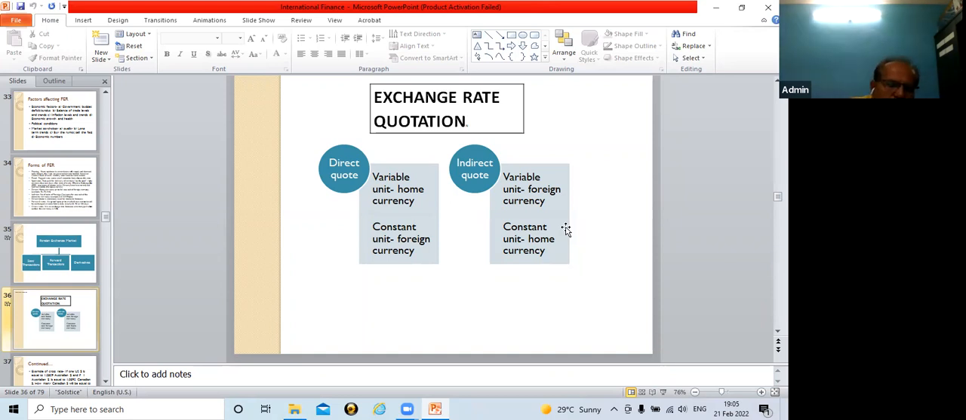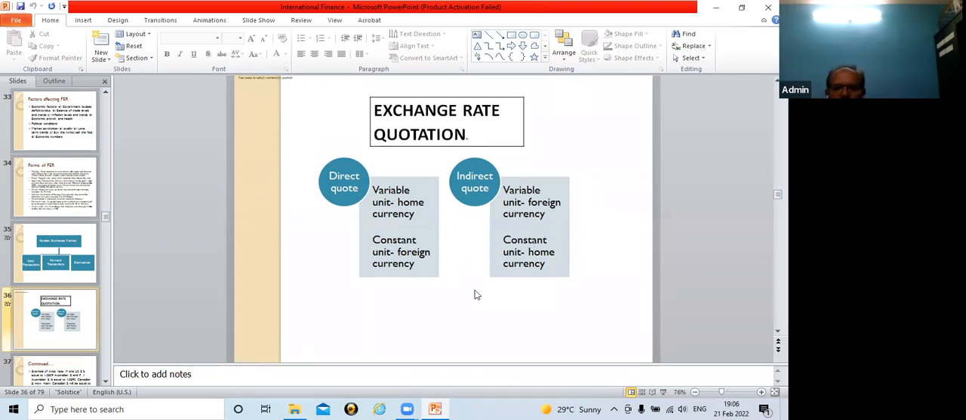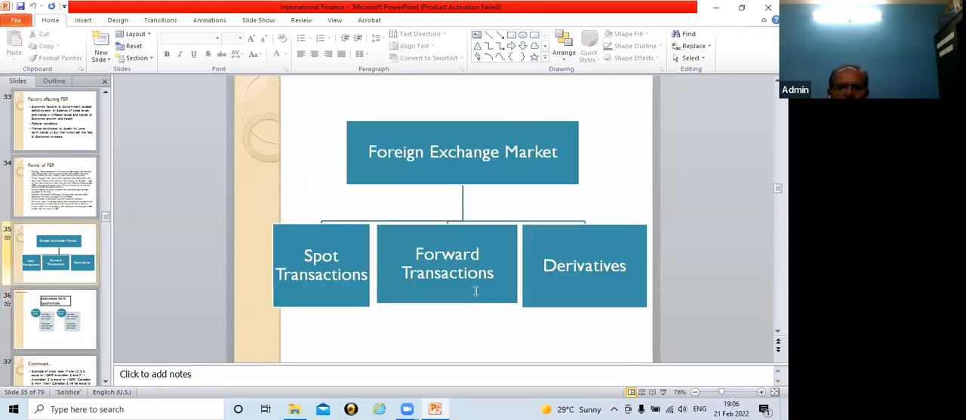So note down this PPT, and if you have any doubt, please ask me, because from the examination point of view you may be asked what you mean by direct quote and what is indirect quote, or you will be asked to identify which quote is direct or indirect. Let me show you an example of how a direct quote is shown.